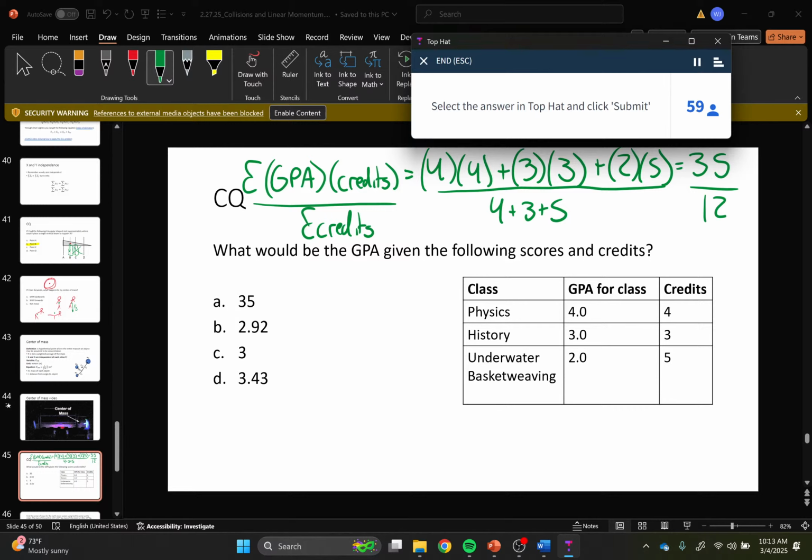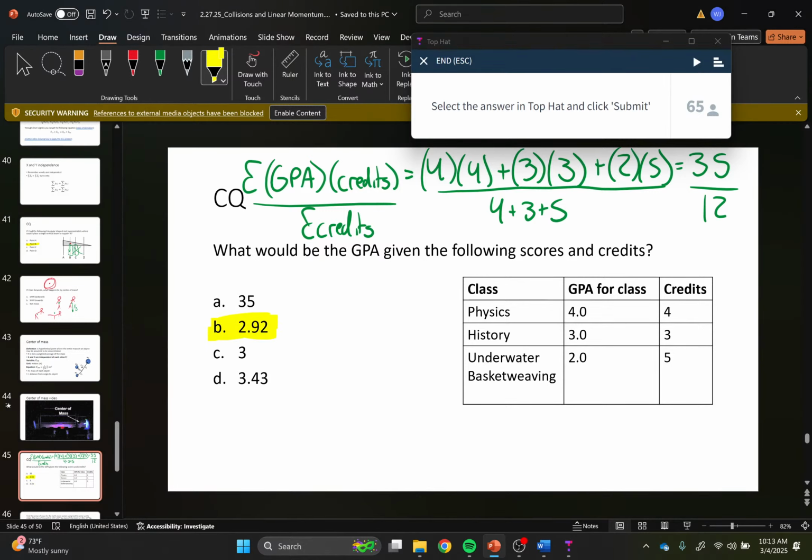All right, give you all 10 more seconds. All right, 5, 4, 3, 2, 1. So you all can almost think of this as a center of credits. Sounds stupid, but each credit is assigned a certain value for the GPA. We weighted it by GPA, then we divided by the total. And we find that per credit, your center of credit is 2.92.